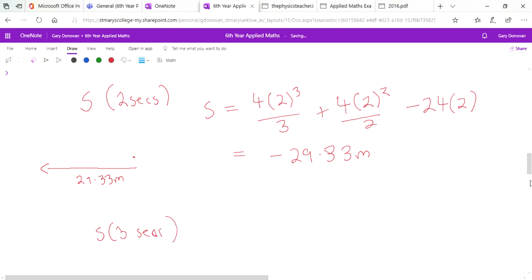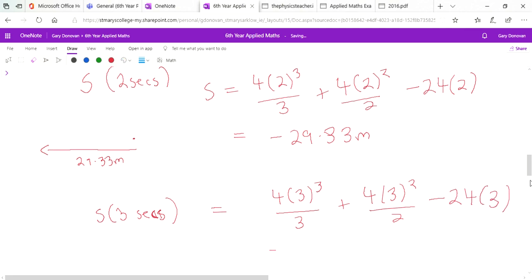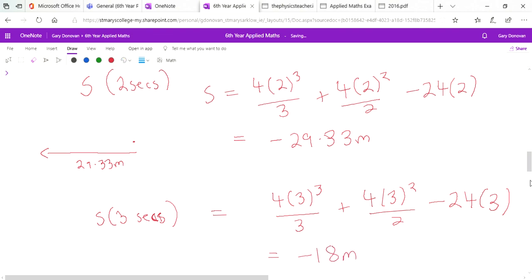Sorry, this pen seems to be getting worse. And that's going to be 4 times 3 cubed over 3 plus 4 times 3 squared over 2 minus 24 times 3. And for that you will get an answer of minus 18. So this tells us after 3 seconds it now has a position somewhere here, where that is 18 meters from its original, but it's still to the left because we still have a minus here.